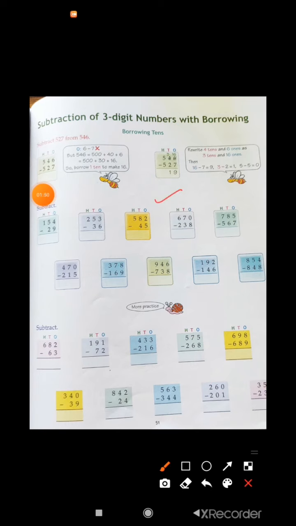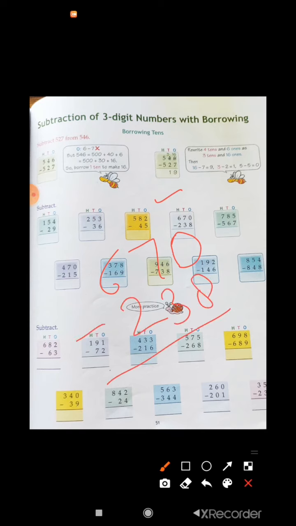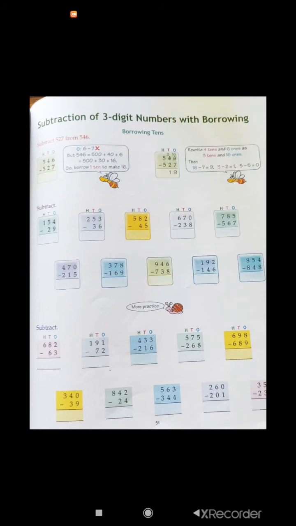Next, 670 minus 238. Subtract both the numbers. Take borrow from 10 side. Here will be 10, and here 6. 10 minus 8 is 2, 6 minus 3 is 3, and 6 minus 2 is 4. I hope you understood this one. The answer is 432.